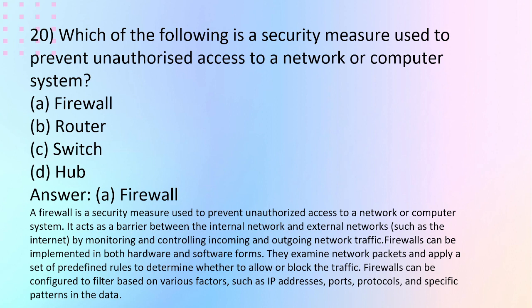Last, which of the following is a security measure used to prevent unauthorized access to a network or computer system? And the answer is firewall, because a firewall is a security measure used to prevent unauthorized access to a network or computer system. It acts as a barrier between the internal network and external network by monitoring and controlling incoming and outgoing network traffic. So the answer is firewall.